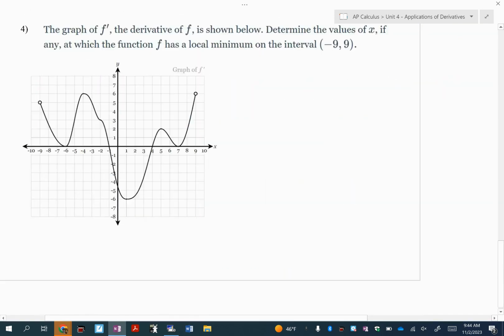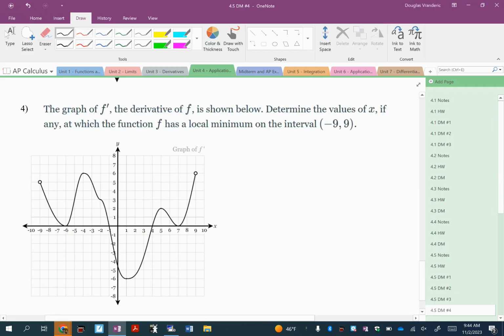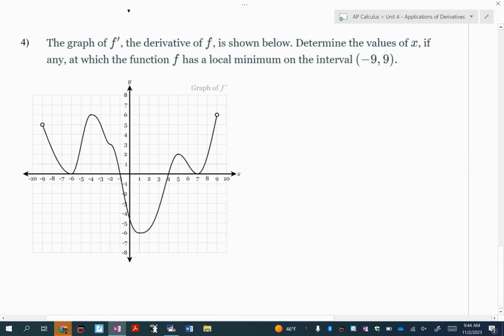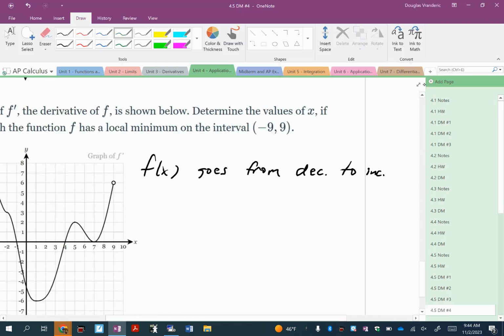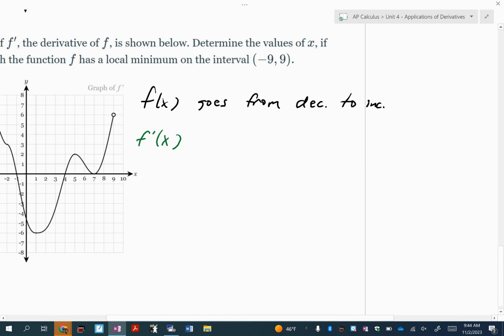Let's do one more. The last one. Where do we have a local minimum? All right, so local minimum, remember, if you need to do what I'm doing, local minimum means I am decreasing to increasing. So I'm going to write down f of x goes from decreasing to increasing. All right, now what does that tell me about my first derivative test? What's happening with my derivative then? From negative to positive. I love it. You guys are doing great.